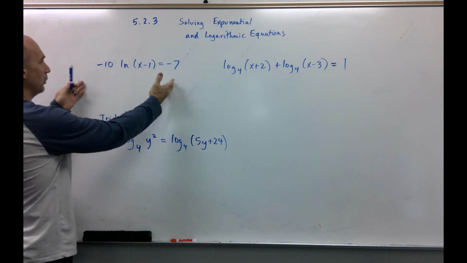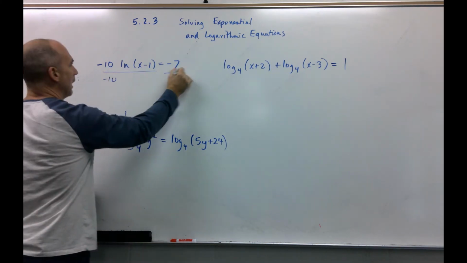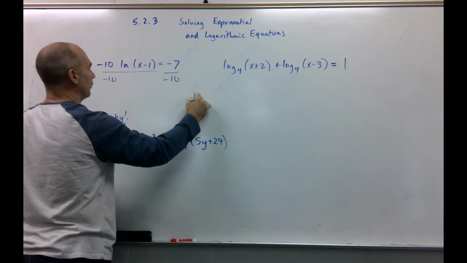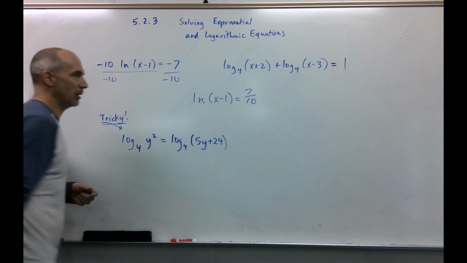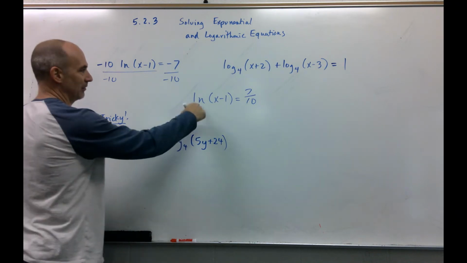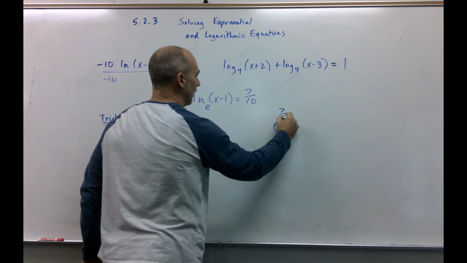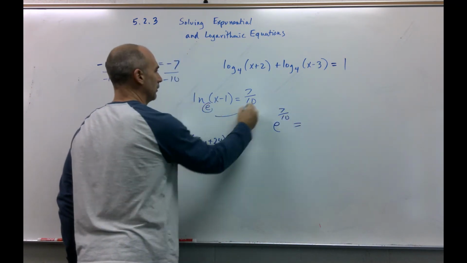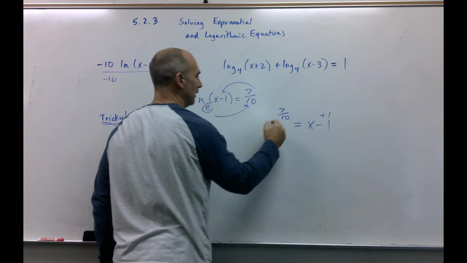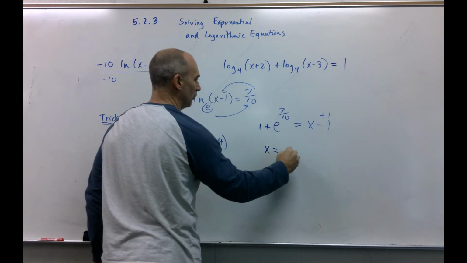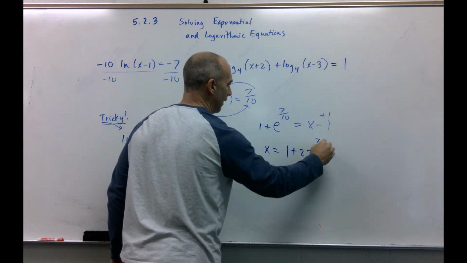So what do I do here? Well, take the easy algebra route and just divide everything by -10, clean it up. So natural log x minus 1 equals 7/10. Not all of these are going to come out all nice. Because that's a natural log, there's an e there. So I get e to the 7/10 equals, remember, x minus 1. So I add 1 to both sides, and I get x is 1 plus 2.71 to the 7/10 power.